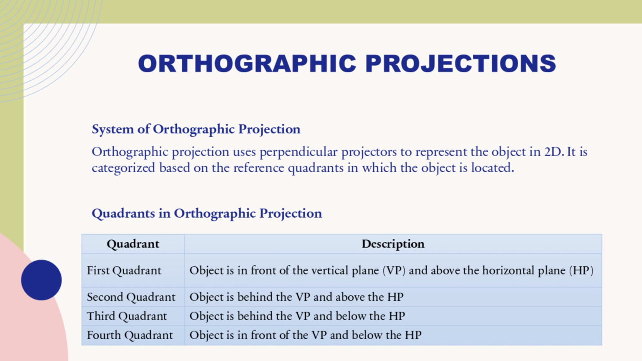The technique is categorized based on reference quadrants where the object is located. Imagine dividing 3-dimensional space into 4 quadrants, each representing a different orientation of the object relative to vertical and horizontal planes. This systematic approach allows engineers to capture an object's complete geometric information from multiple perspectives.